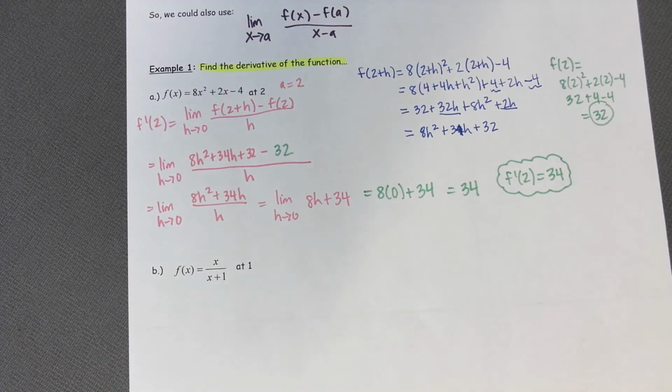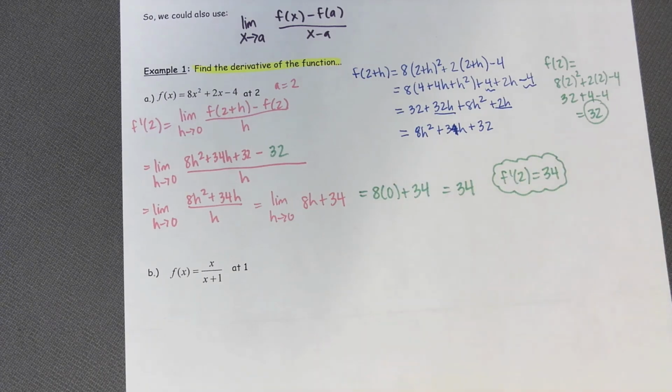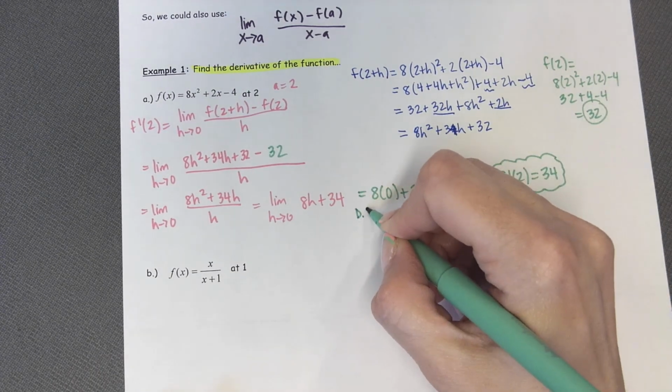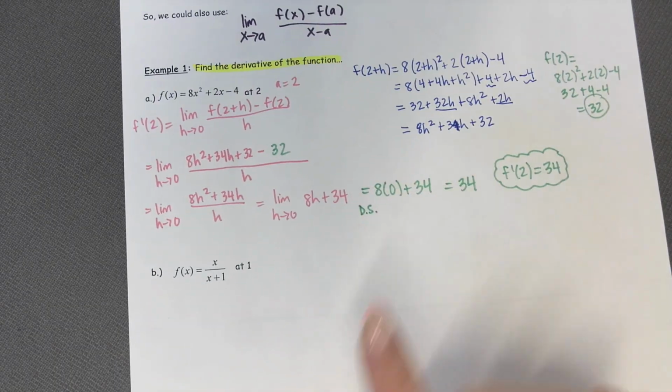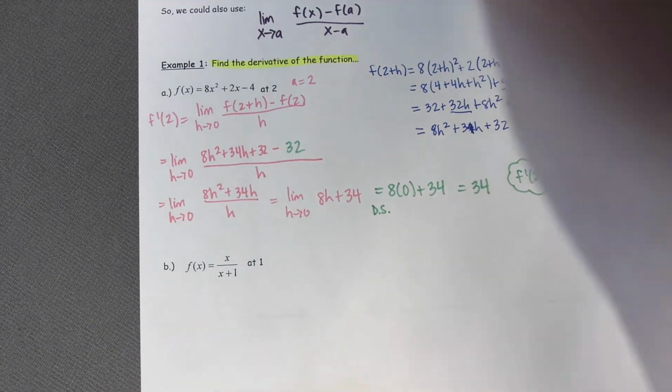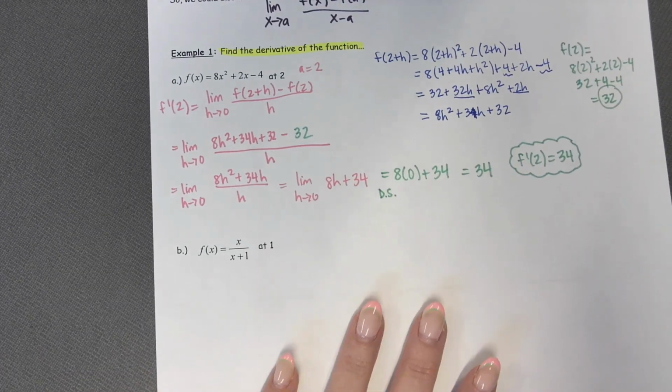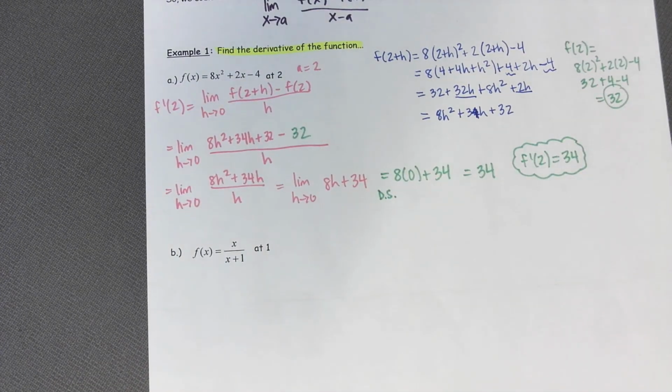at 2. Hey, I kept writing the ds for direct substitution. You can write that if you want. You do not have to. Okay, you just need to show the direct substitution. All right, any questions for me on part A?